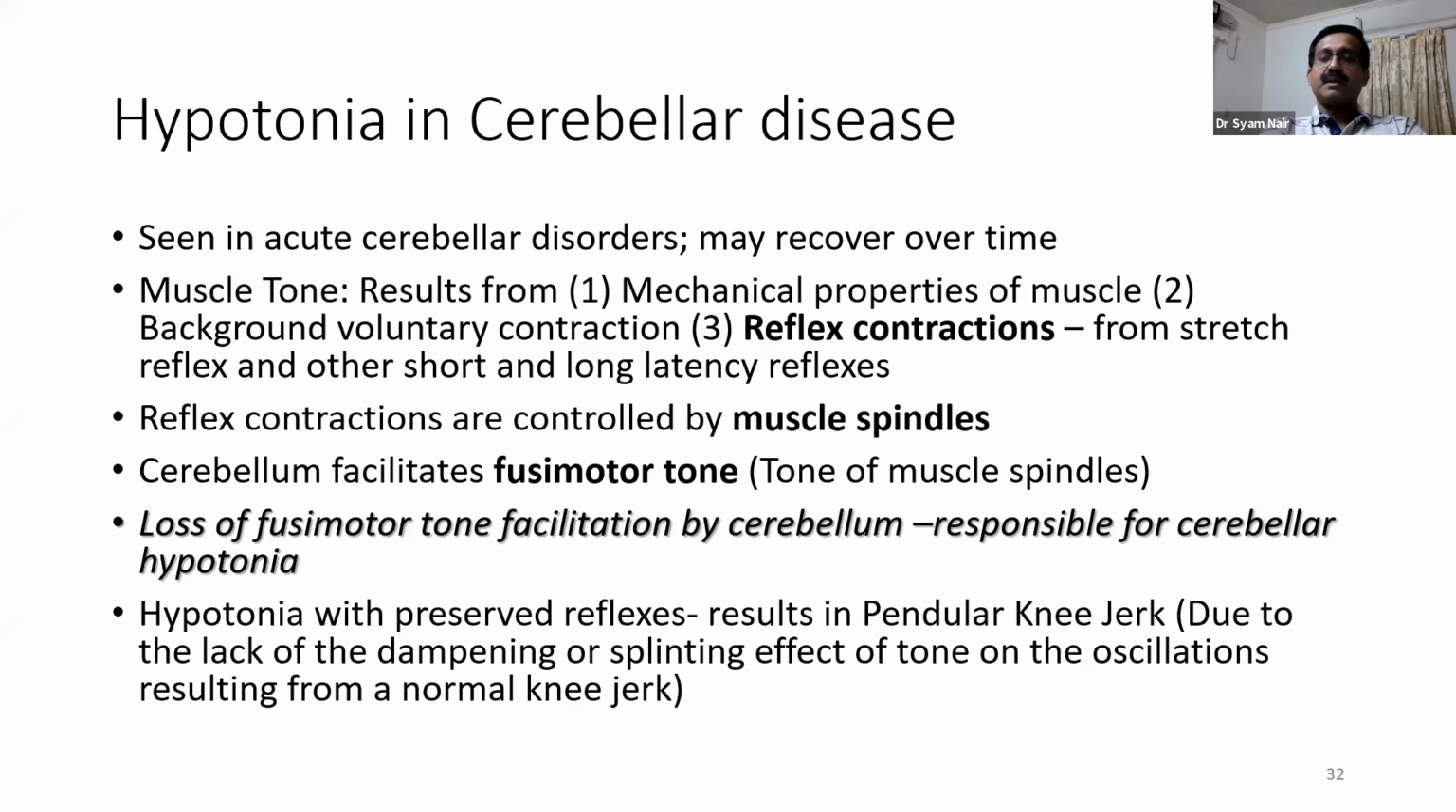Generally, most conditions which cause hypotonia, whether it is acute spinal shock of a spinal cord injury or a peripheral nerve problem like Guillain-Barré syndrome, are accompanied by absent reflexes. But cerebellar disease is a condition in which hypotonia is there, but the reflexes are well preserved. So this results in pendular reflexes, due to the lack of the dampening or springing effect of tone on the oscillations resulting from a normal reflex.